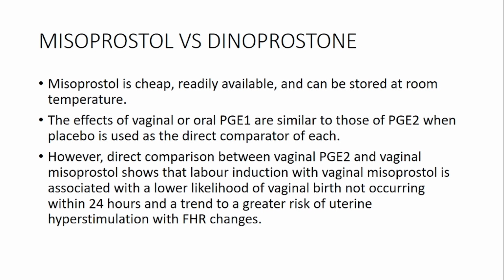Comparing misoprostol versus dinoprostone: misoprostol is cheap, readily available, and can be stored at room temperature. The effects of vaginal or oral prostaglandin E1 are similar to those of prostaglandin E2 when placebo is used as the comparator. However, direct comparison between vaginal prostaglandin E2 and vaginal misoprostol shows that labor induction with vaginal misoprostol is associated with a lower likelihood of vaginal birth not occurring within 24 hours and a trend to a greater risk of uterine hyperstimulation with fetal heart rate changes. Indirectly, it means that misoprostol seems to be more effective than dinoprostone.